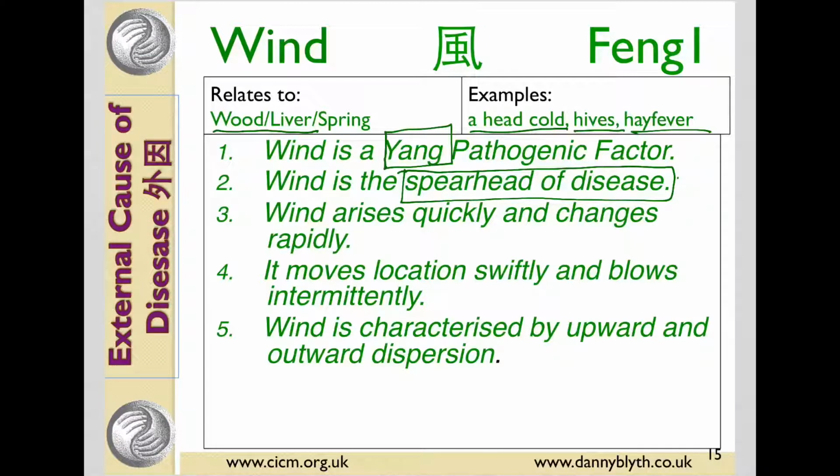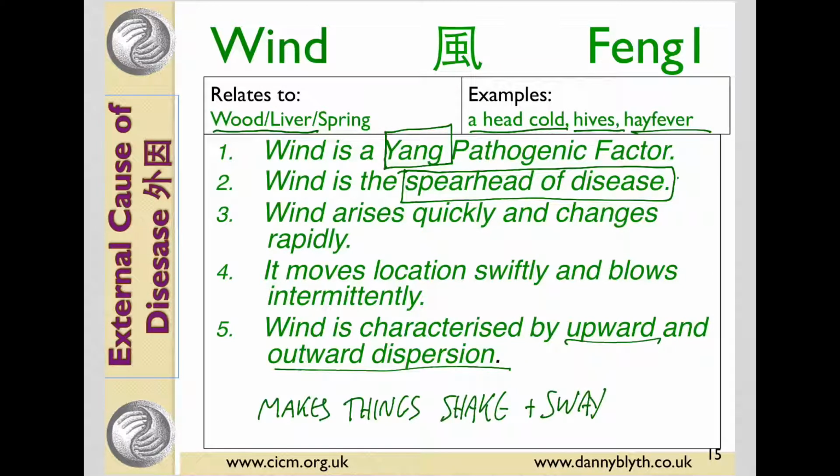It's also characterized by upward and outward dispersion. So channel problems that affect the extremities or the upper body, dizziness, head colds, are typical of wind. It's also said to make things shake and sway, and this is really talking about internal wind, so tremor, tic, unconsciousness, epilepsy, things of that nature.